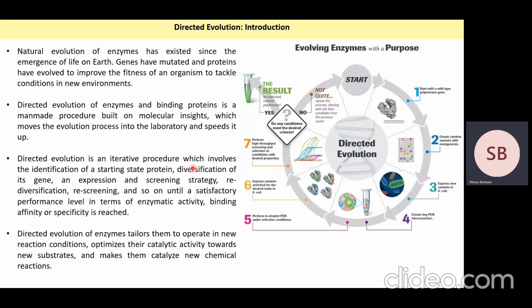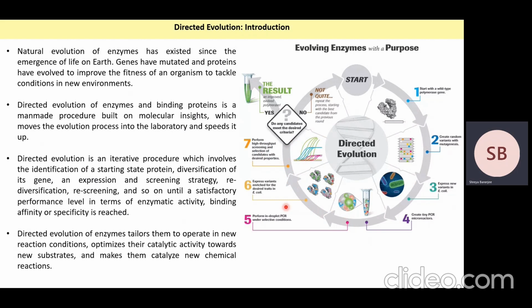Directed evolution is an iterative procedure which involves the identification of a starting state protein, then diversification of its gene. So what it means is that you start with a protein. So you start with a wild type polymerase gene. Then random variants are created with mutagenesis. These new variants are expressed using recombinant DNA in E. coli. And then this DNA is multiplied in tiny PCR microreactors. And after this PCR is performed, the variant proteins with desired traits are expressed in E. coli, and high throughput screening and selection of the candidates with desired properties is done.